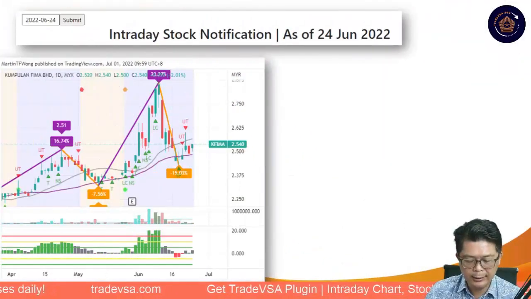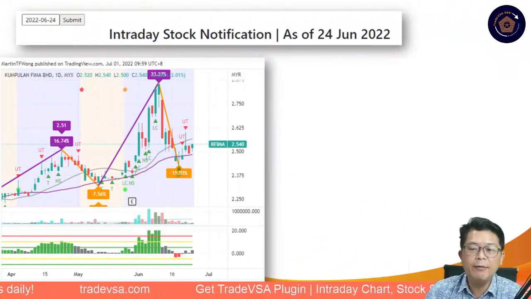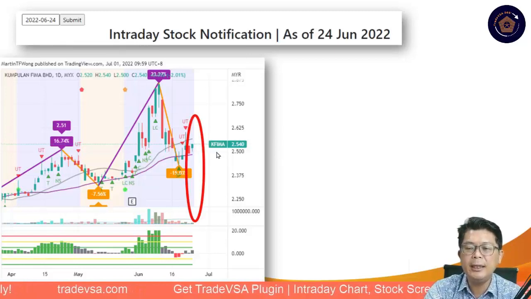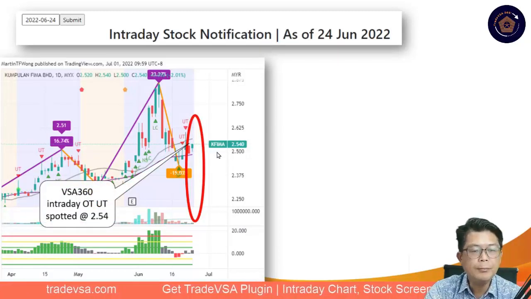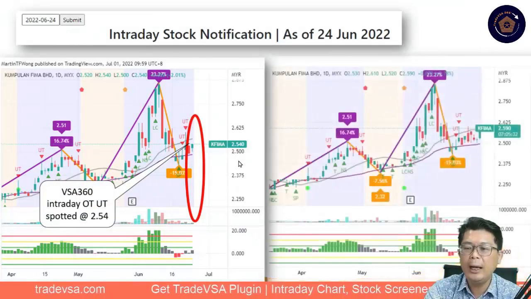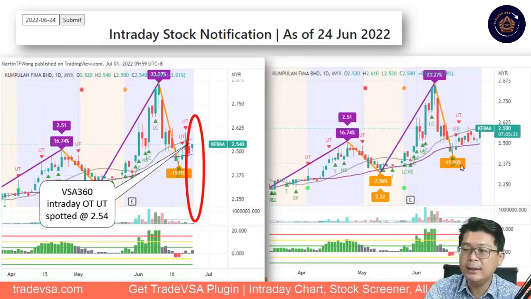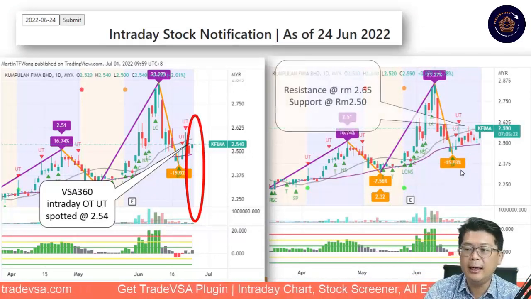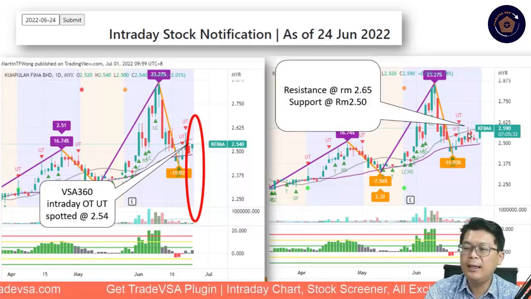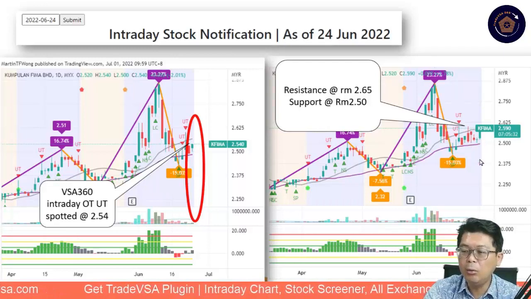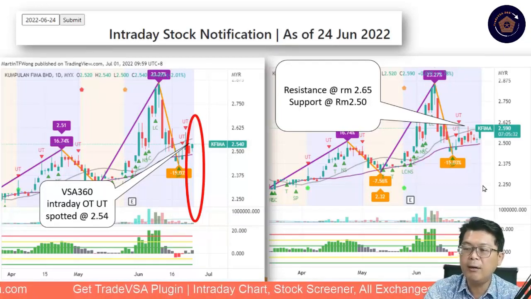Okay, let's look at the next chart here. Is Kumpulan FEMA. Again, you can look at Kumpulan FEMA. The VSA 360 picked it out at 254. Right, we do have a support in here. Where is all the support now? If you look in hindsight, the market did hold its level around 250, right? But it did test the 265 support at 250 in here, and then only today we see a bit of volume breakout. Very nice one.